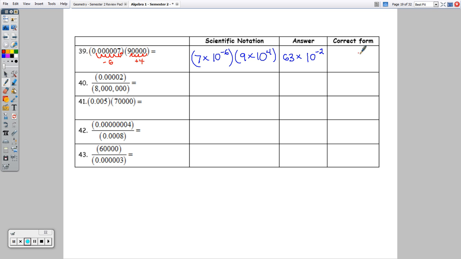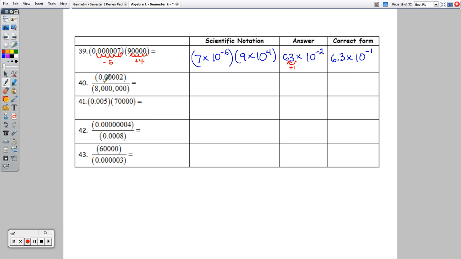Now if we want to write this in the correct form, this number here out in front always needs to be in between 1 and 10. It can include 1, but it can't include 10. So if we move that one place to the left, usually we think of going to the left as being minus, but if we're going to affect the power, that's actually going to add 1 to the power. So moving to the left will add to the power. Moving to the right will subtract from the power. So we add 1 to this power, and you've got 6.3 times 10 to the negative 1. That would be your answer in the correct form.